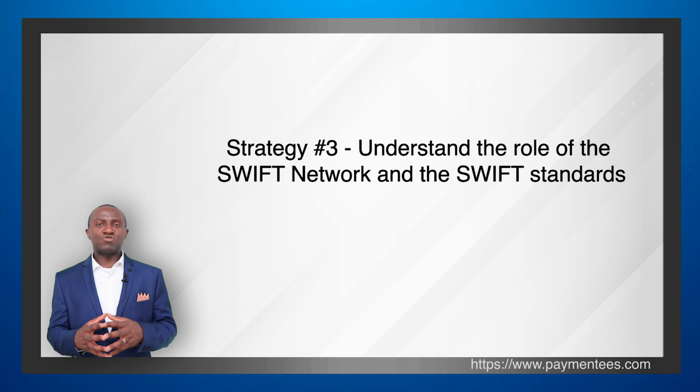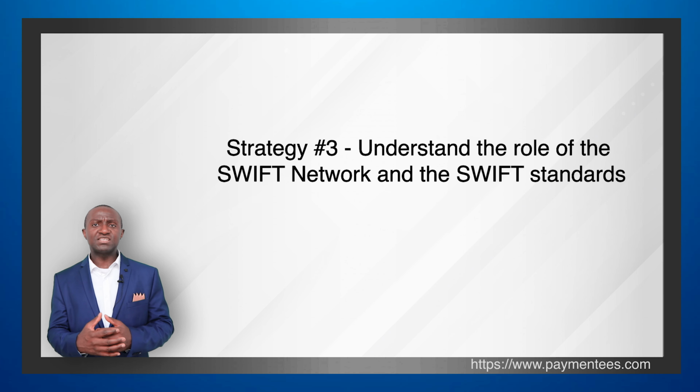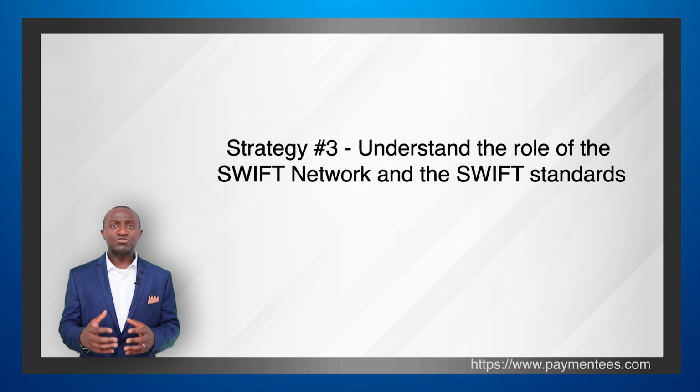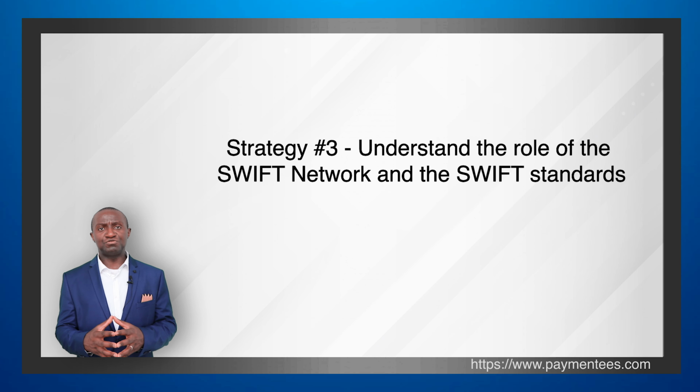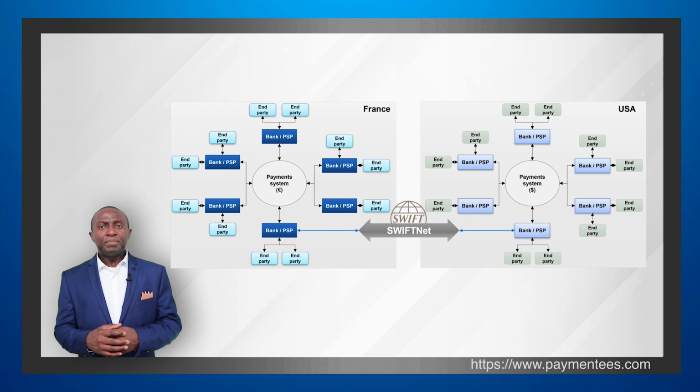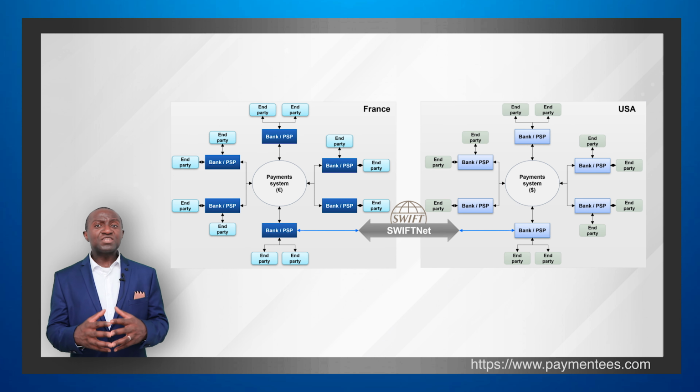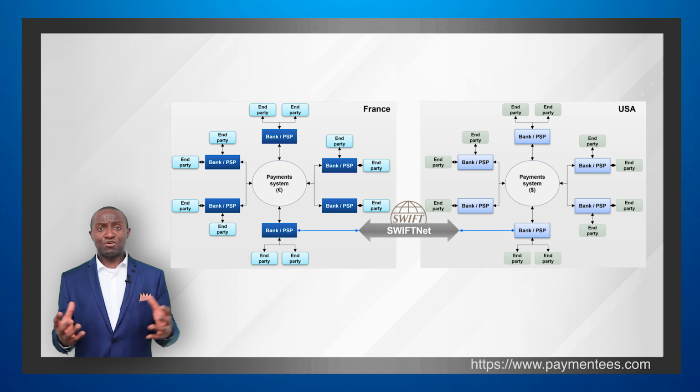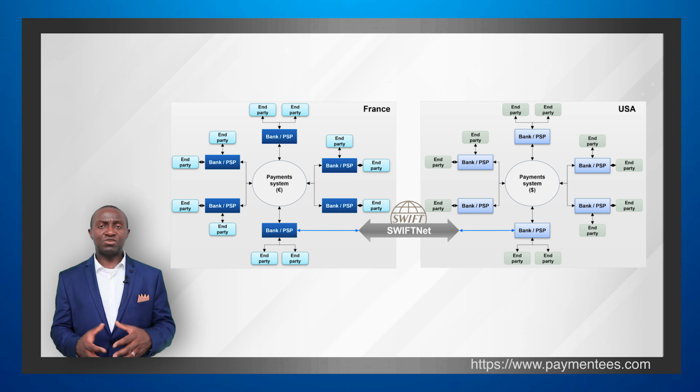SWIFT was created to address two problems in correspondent banking relationships: security of the message transport and automation for the message processing. The security challenge is met through its network called SWIFTnet, and the automation issue is addressed through standardization. On the picture, you see that the French bank and its correspondent in the USA are connected through SWIFTnet. They can exchange information without worrying about the security that is guaranteed by SWIFT.